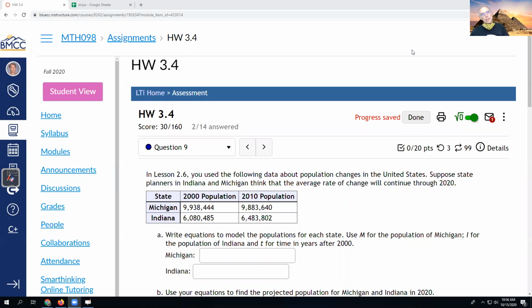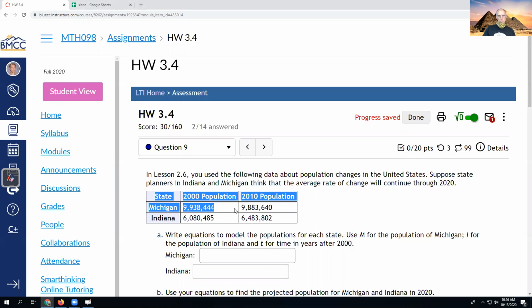So here I'm going to take a look at how to use a spreadsheet to find the equation for a line. There's a few different ways to do it. I'm just going to show one. So I have some data. In this case, I have time, the year 2000, the year 2010, and a couple of states' populations there. And I want to find a linear model for Michigan state's population from 2000 to 2010, and then Indiana's. So I'm going to demonstrate Michigan.